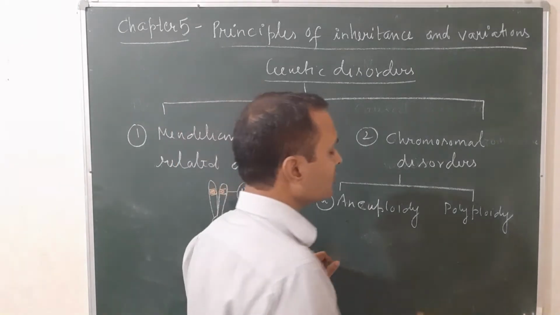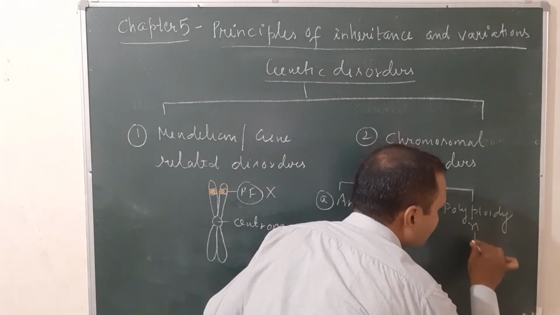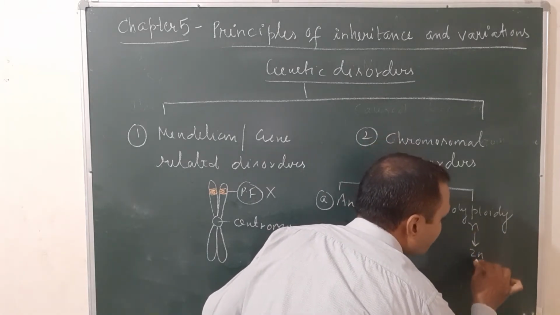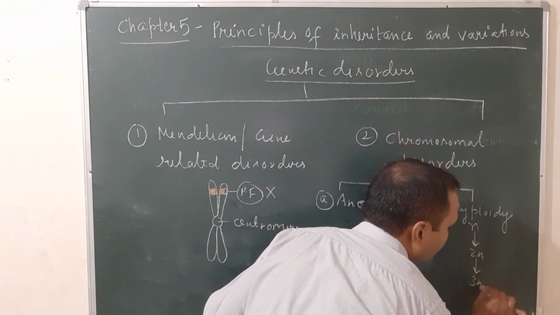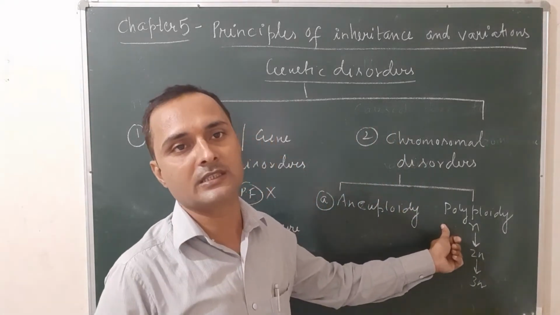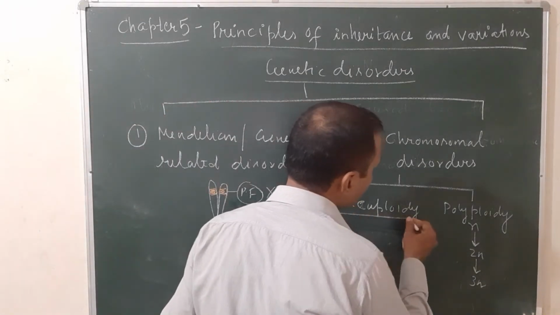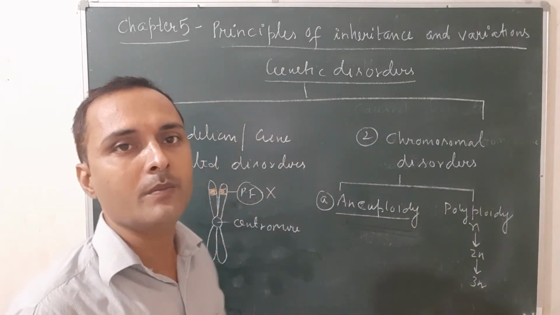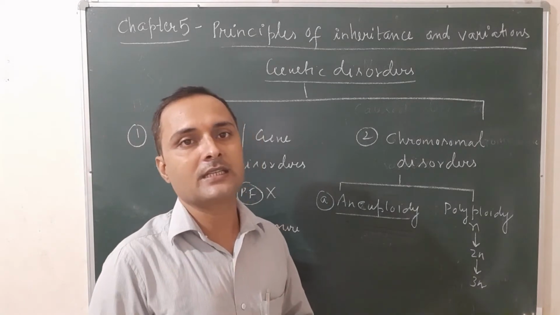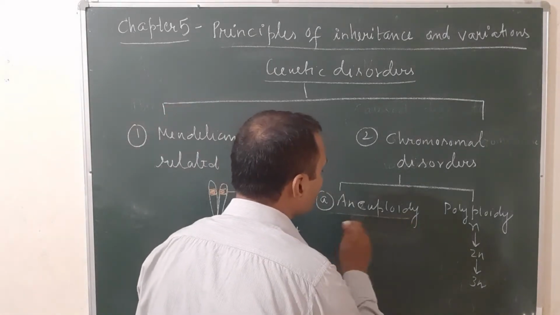So polyploidy is mostly found in plants. For example, see, this haploid set changes into a diploid set, and a diploid set changes into a triploid, like this. In case of polyploidy, the whole set of chromosomes is increased. But in case of aneuploidy, what is aneuploidy? An increase or decrease in the number of chromosomes from a single set is known as aneuploidy. It is further classified into two types.